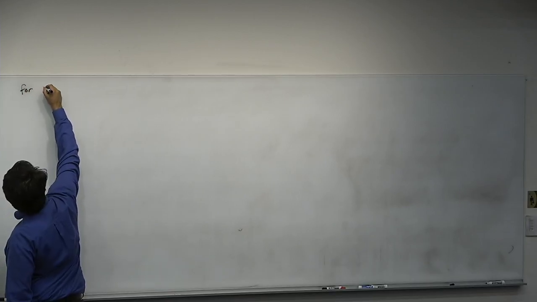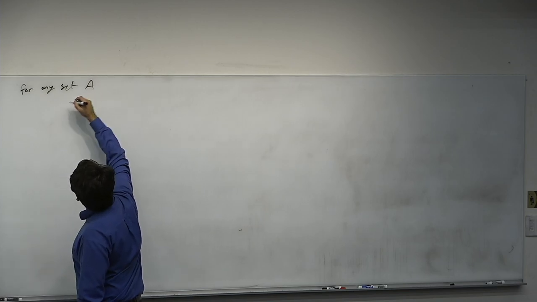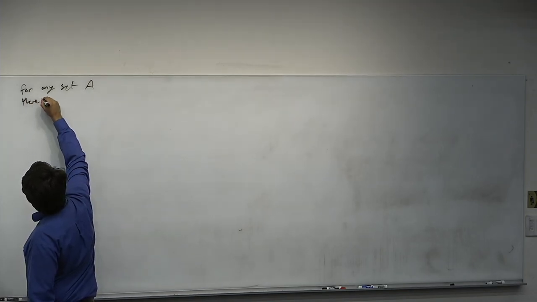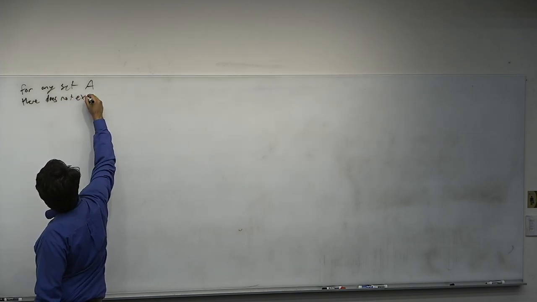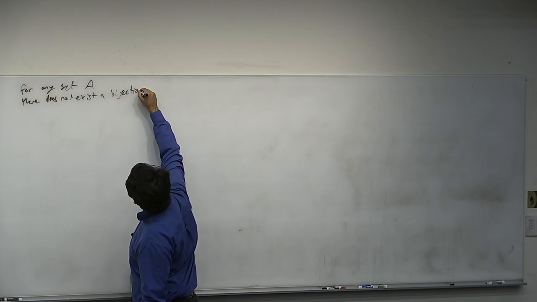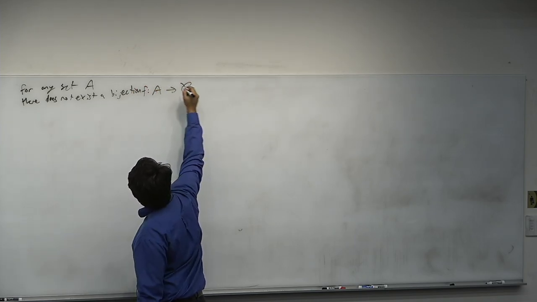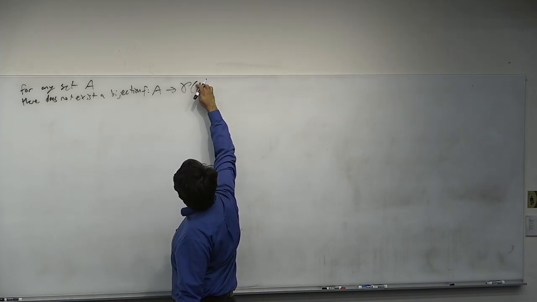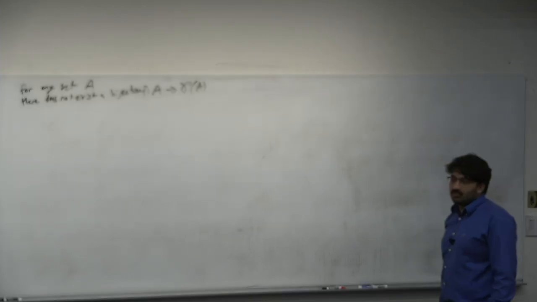For any set A, there does not exist a bijection from A to the power set of A. Right. We have proved it in the countably infinite case and, of course, the finite case.